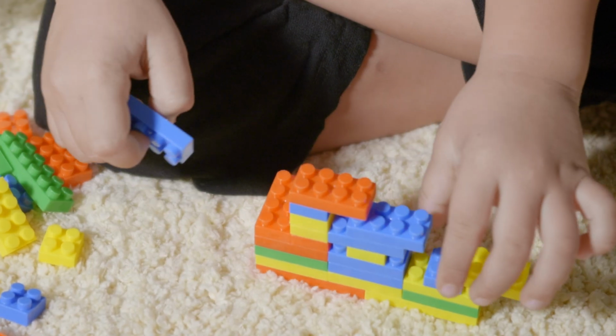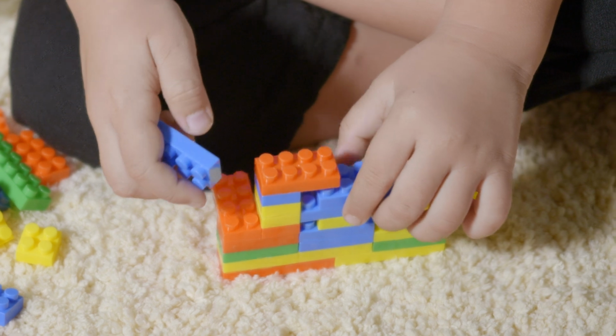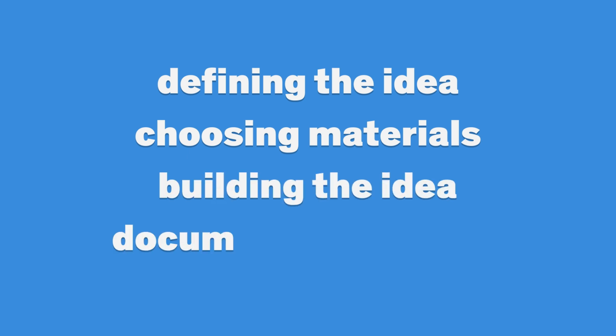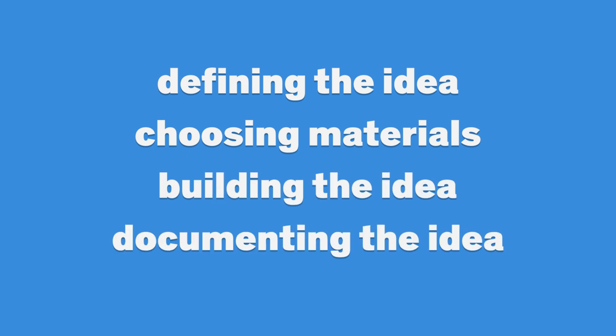A young child's experience with engineering concepts has several steps: defining the initial project or idea, choosing appropriate materials, building what they've designed, and documenting the design they've created. Let's take a look at how educators can utilize early childhood spaces and materials to support children through the full engineering design process. The engineering design process begins with an idea.